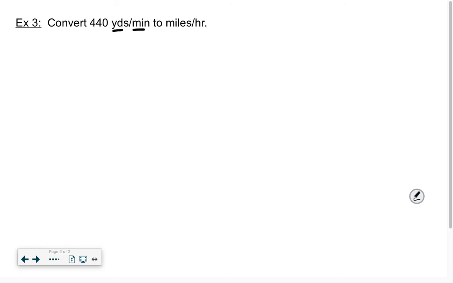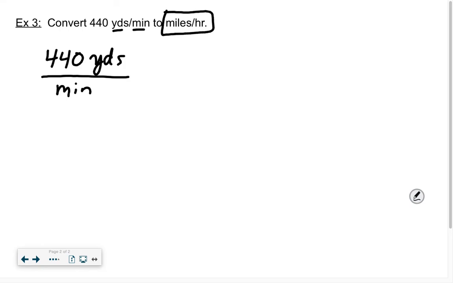Okay? If we write this out, 440, the yards per minute indicates that the yard label goes on top and the minute label goes down below. It'll be the same thing when we end up with our miles per hour. The miles label should be on top, and the hours label should be down below. Now, if we identify our units, which will be very helpful, we are given yards per minute down here. And what we want to go to is the miles per hour. There it is.